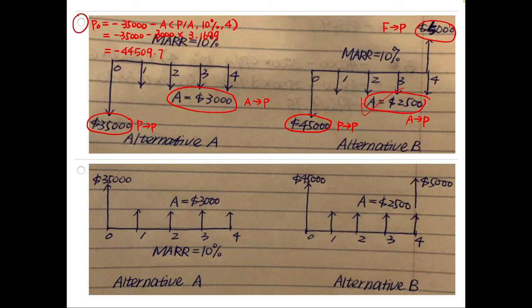So the answer is negative 44,509.7. And about alternative B, the same thing, you have 45,000 negative cash flow at the beginning. It's present worth already, so you don't have to convert. And then you have negative annuity to convert to the present worth using the same formula, A times P slash A, 10% and 4. And don't forget about the 5,000, okay?